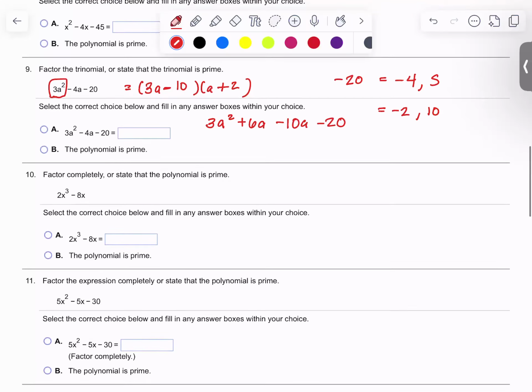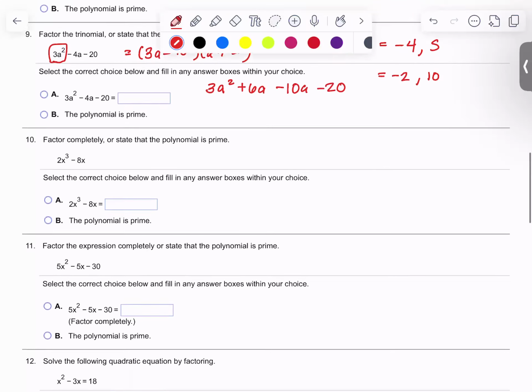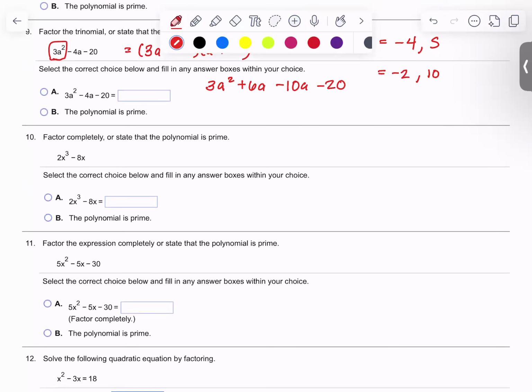All right, factor completely. So I have a common factor in both terms of 2x. I'm going to factor that out first. And then that second factor there, that binomial factor, is the difference of two squares. So that's going to factor to x plus 2 times x minus 2. And I know that's the difference of two squares because x squared is a perfect square, as is 4.